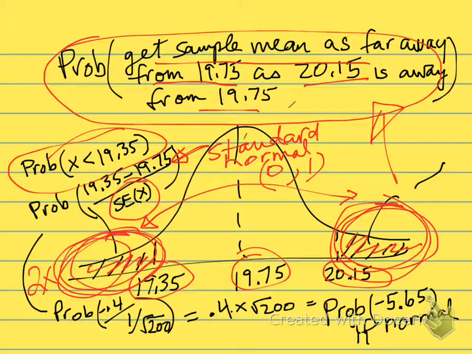So if we take 19.35 minus 19.75, we get negative 0.4, and then we divide by the standard error, which is 1 over the square root of 200. So that's negative 0.4 times the square root of 200. So that's going to be the probability of being less than negative 5.65 in the standard normal distribution. We multiply that by 2. So we have 2 times, because remember we have this tail and this tail.